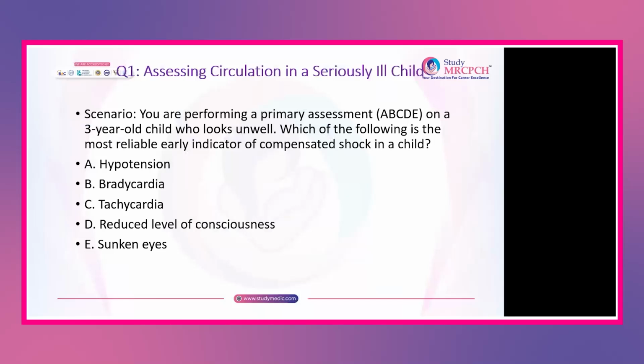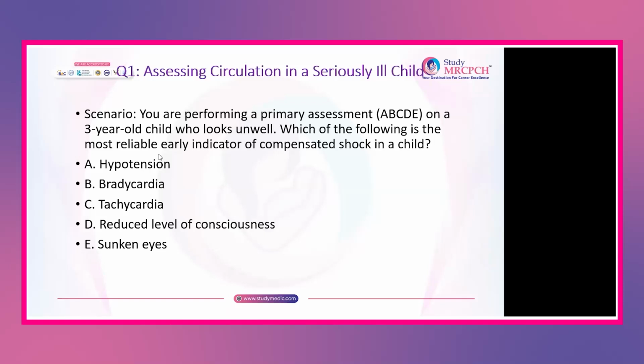Let's start our practical part for the questions and answers. We are making a headline for each question, but for the initial one, we will just read the scenario and go through the options. Our first question: you are performing a primary assessment on a 3-year-old child who looks unwell. Which of the following is the most reliable early indicator of compensated shock in the child?